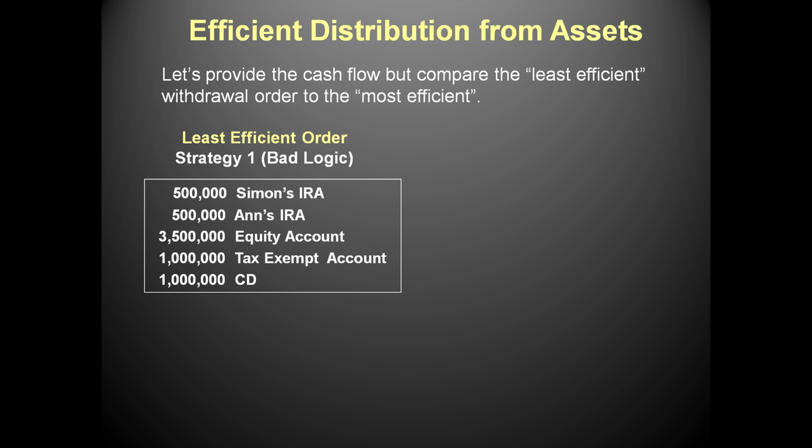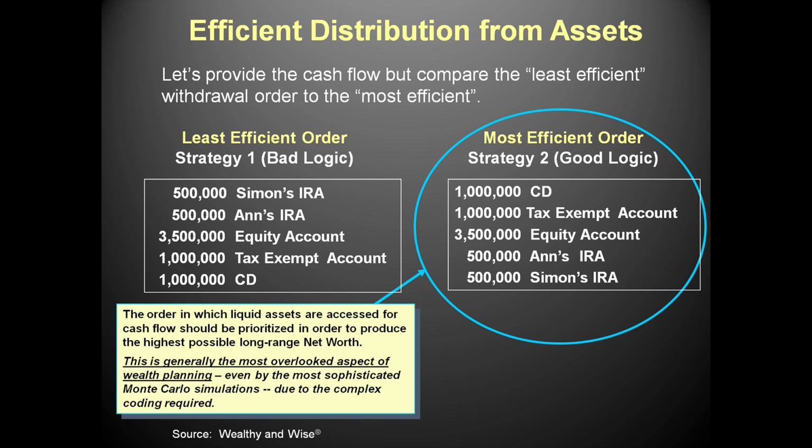Going back to the analysis, there's your good logic. Because the order in which your liquid assets are accessed for cash flow should be prioritized to produce the highest possible long-range net worth. And to my knowledge, we're the only software company in the country that can do that. On the screens that follow, we'll refer to bad logic as strategy 1 and good logic as strategy 2.